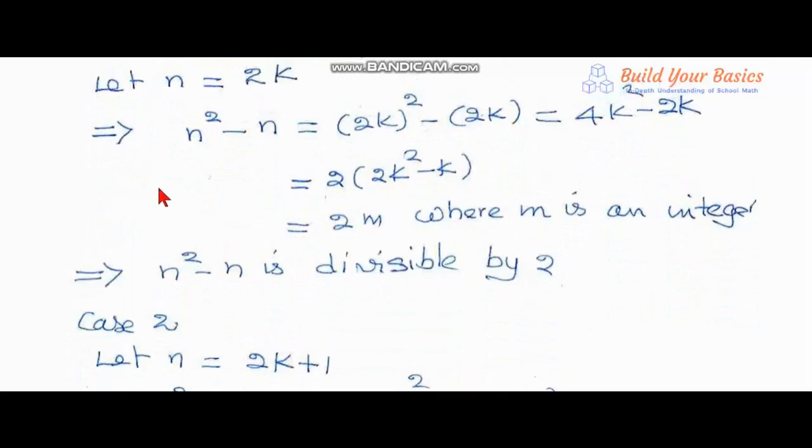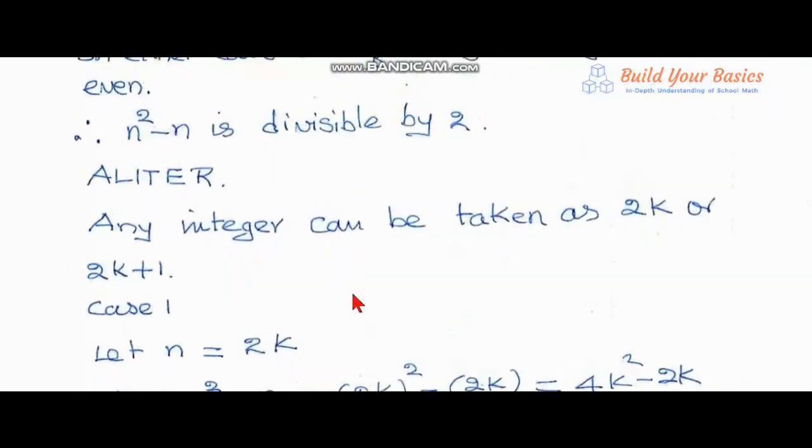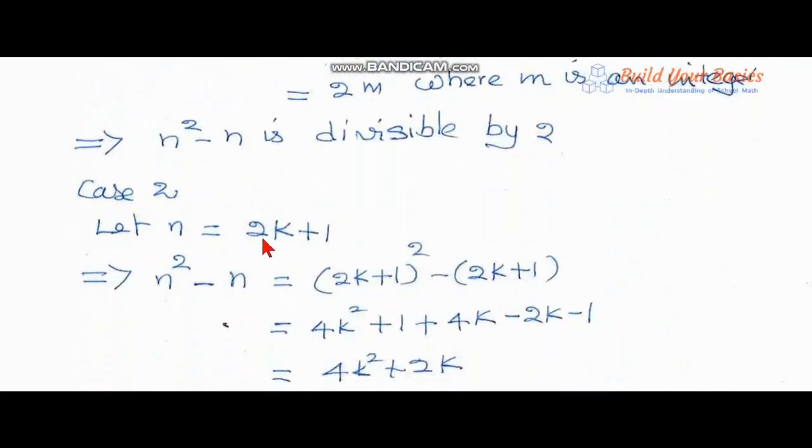Now let us take up the second case. The integer can also be taken as 2k plus 1. n square minus n. Now n is 2k plus 1. So 2k plus 1 whole squared minus 2k plus 1.